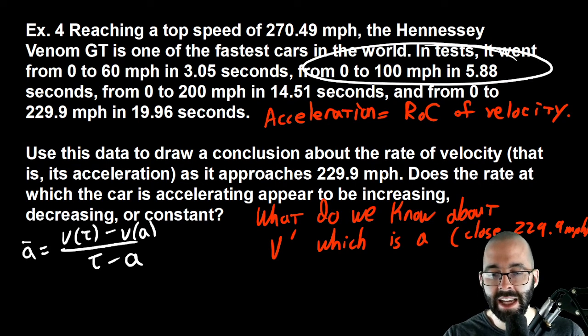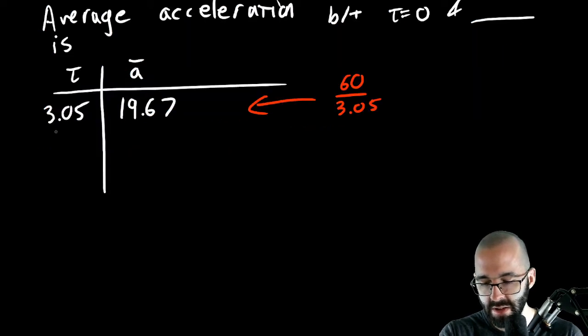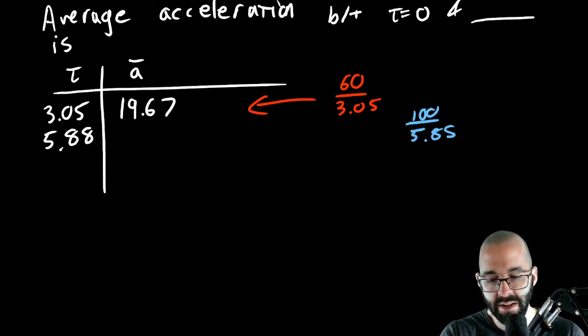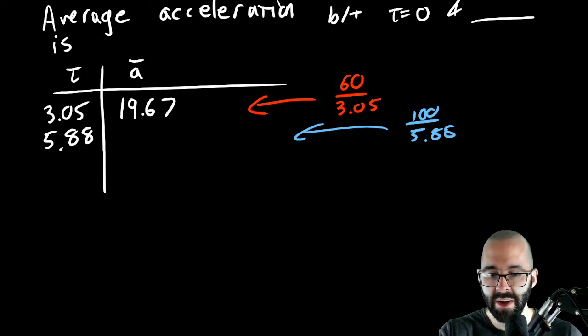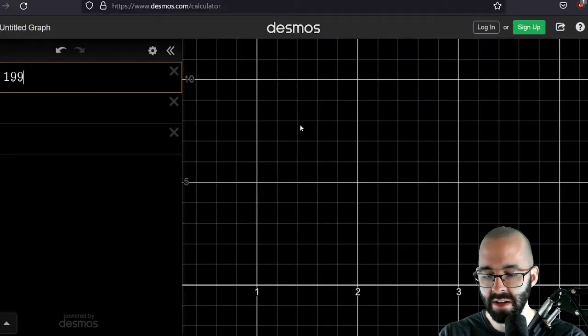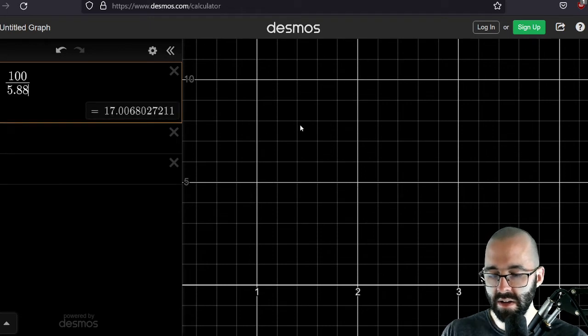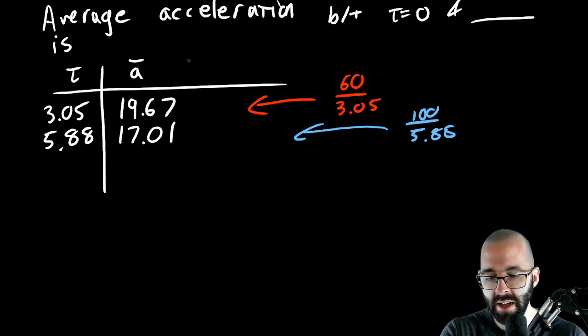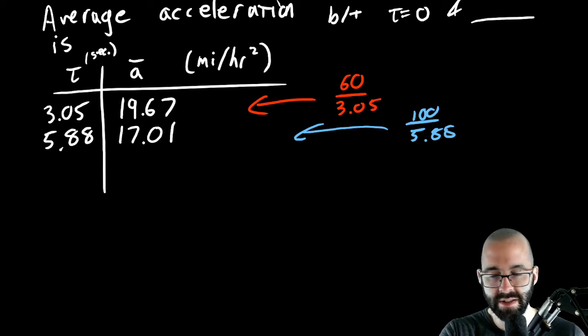In the first 5.88 seconds, it goes from 0 to 100. After 5.88 seconds, we have 100 as our change in velocity. Let's type that down as well: 100 over 5.88, about 17.01. And again, this is in seconds for time and miles per hour per second for acceleration.